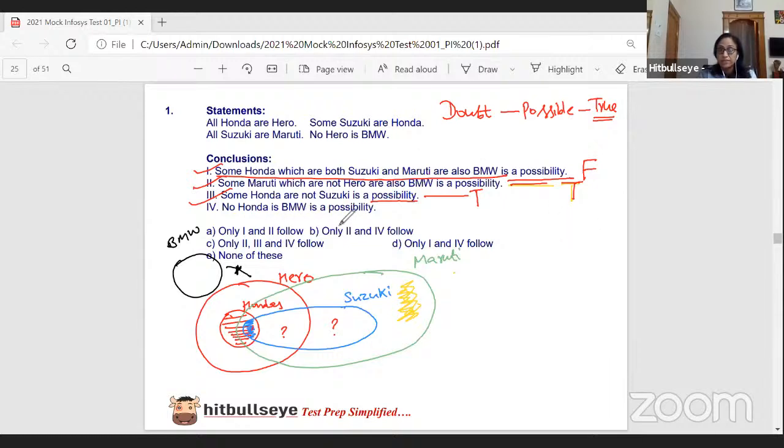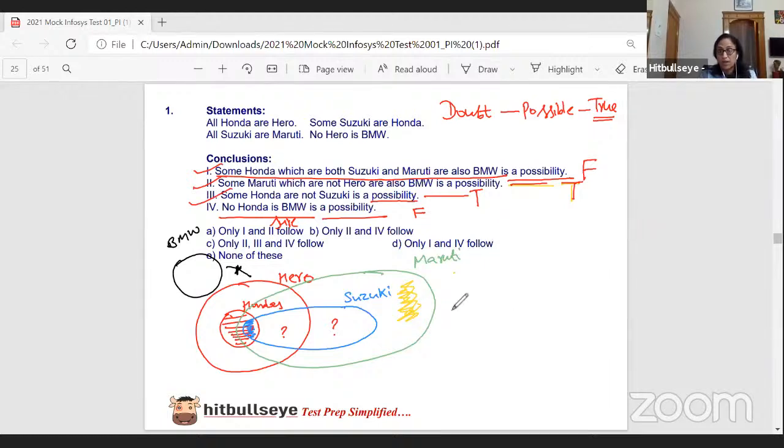Now the last one. No Honda is BMW is a possibility. No Honda is a BMW is always going to be correct. Can you see that? Because BMW is not supposed to intersect with Hero. So how can it go inside and intersect with Honda? Of course not. So a Honda is surely not a BMW. Something that you are already sure about, you are using the word possible with it, is a false thing to do. Right? So the first conclusion is false, second is true, third is true, fourth is false.